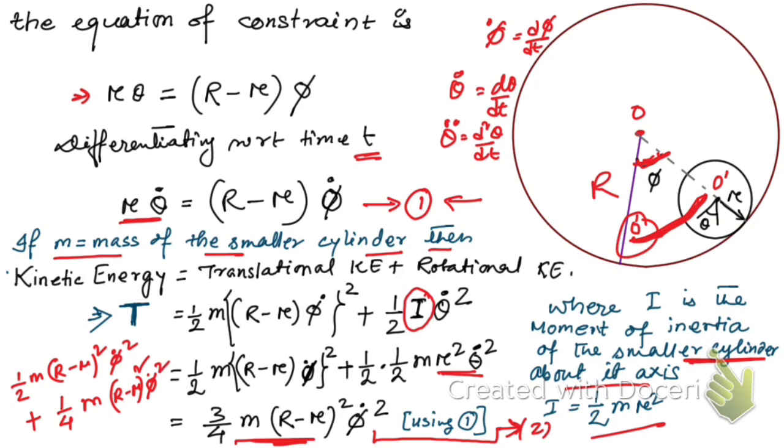Then if you add these two quantities and take LCM, it's going to be 3 by 4 into this. So here I have written using 1. So hope you have understood this. So now let's take this result, this kinetic energy equation, T is equal to this, as equation number 2. Now let's go to the next slide.